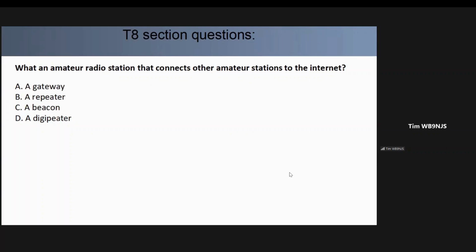Continuing on into the digital world here, what is an amateur radio station that connects other amateur stations to the internet? Well, you connect other stations to the internet via a gateway, not a repeater, beacon, or digipeater, but a gateway is how you get to the internet, right through the gate.